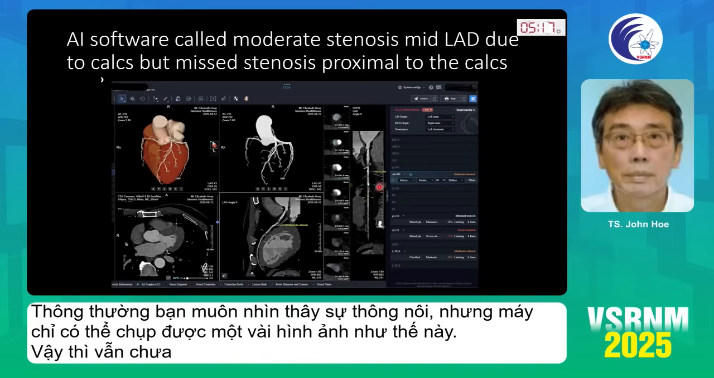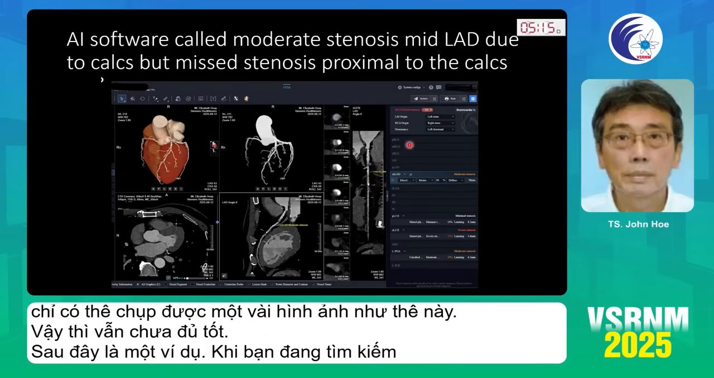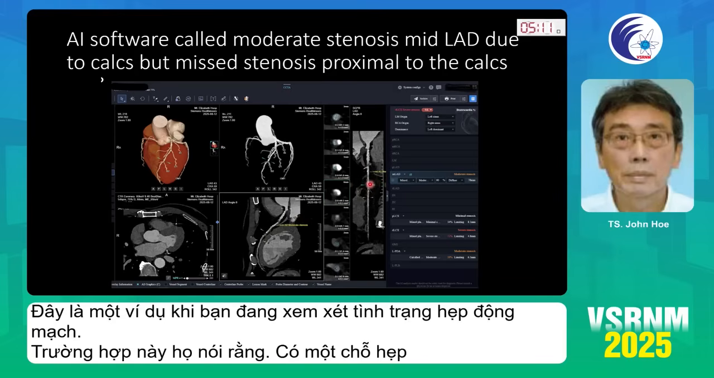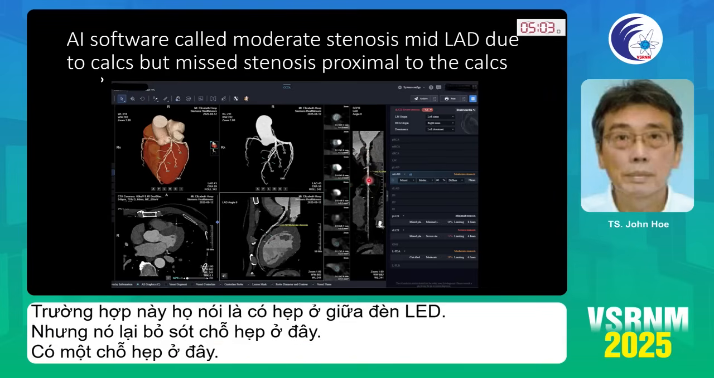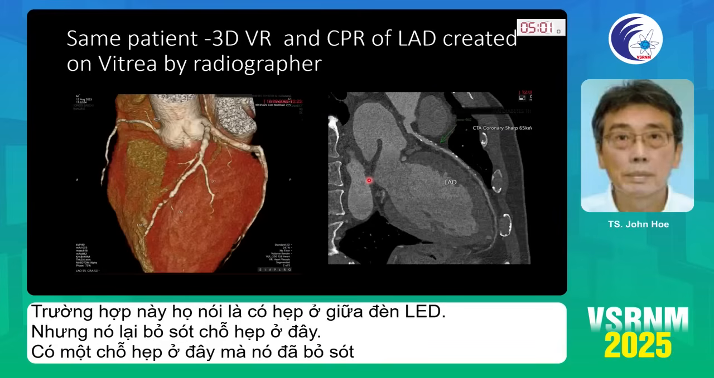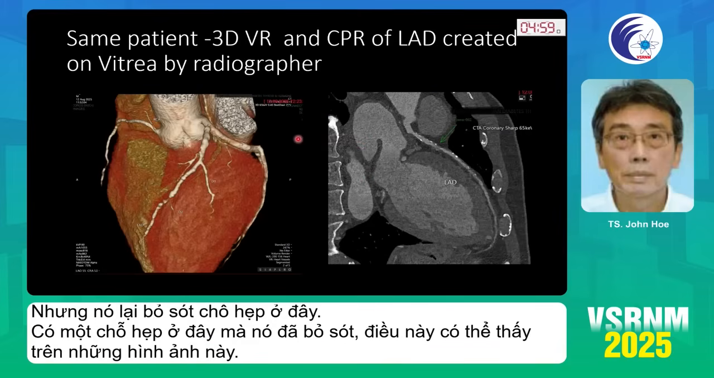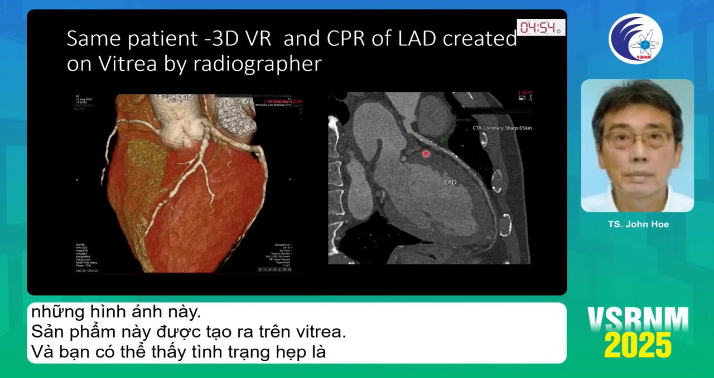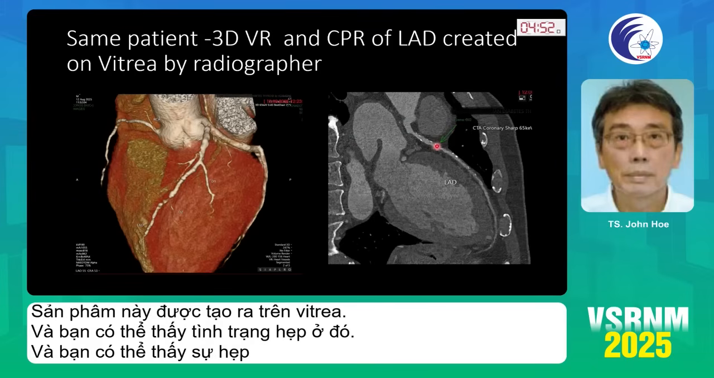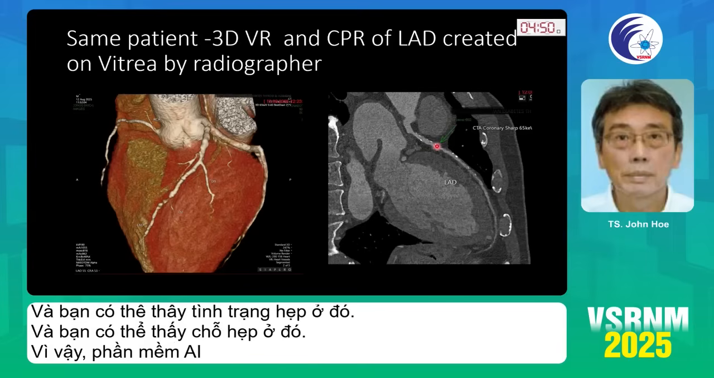Then this is an example when you're looking at stenosis. In this case, they said there's a stenosis in the mid-LAD, but it missed a stenosis up here. There's a stenosis up here that it missed, which is seen on these images. This is created on Vitrea, and you can see the stenosis is there, and you can see the stenosis there. So the AI software missed it.